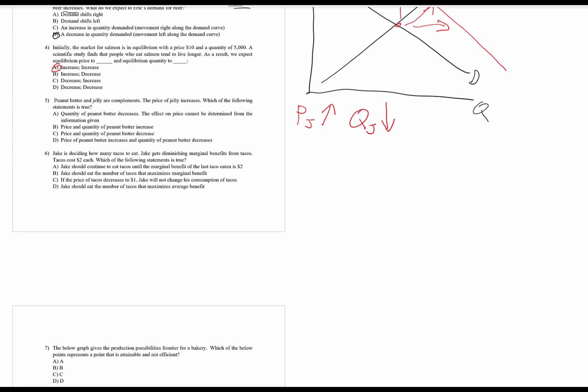Well, complements means that these are goods we like to consume together, which means that if quantity of jelly is going to go down, that means quantity of peanut butter is also going to go down. Peanut butter and jelly sandwiches got more expensive, so I'm eating fewer of them, which means that I am eating less peanut butter. The answer here is A, quantity of peanut butter decreases. We don't know anything about price. Nothing says anything about price here.